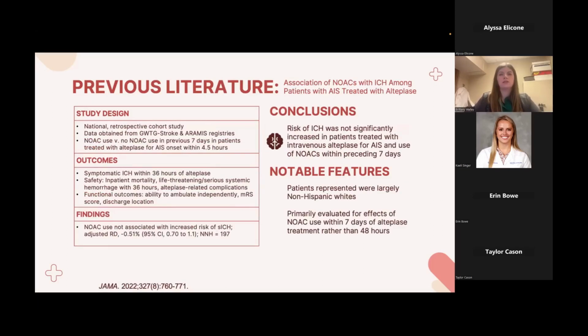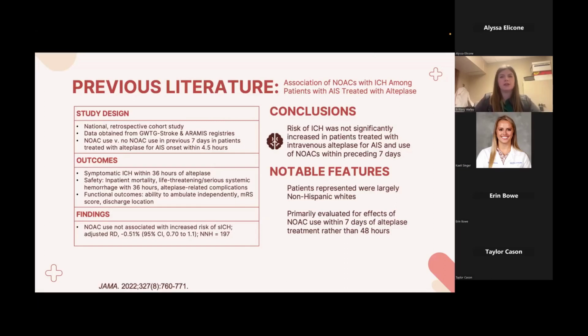Now, we're going to shift gears a little bit and transition to some literature that describes the outcomes of patients who did get a lytic while they were on anticoagulants. So we move into a 2022 article that aimed to describe the risk of intracranial hemorrhage in that particular patient population. Acknowledging that the administration of thrombolytics is technically a protocol violation, information for this retrospective cohort study was obtained from the Get With the Guidelines-Stroke and ARAMIS registries.